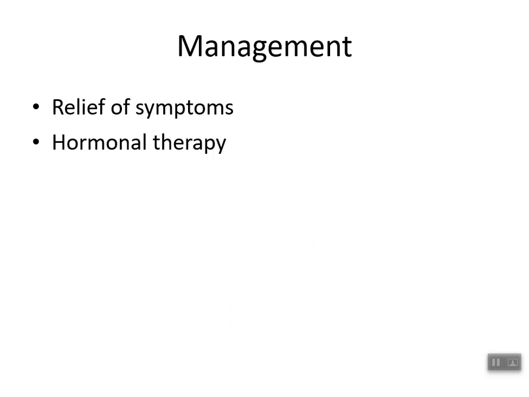The second one is hormonal therapy. Hormonal therapy is given for severe symptoms. So for severe symptoms, the doctor may prescribe a hormonal therapy such as birth control pills, that is Mala-N and Mala-D, then Danazol and Bromocriptine. These contain hormones and they will regulate the estrogen and progesterone level inside the human body. So hormonal therapy is given.